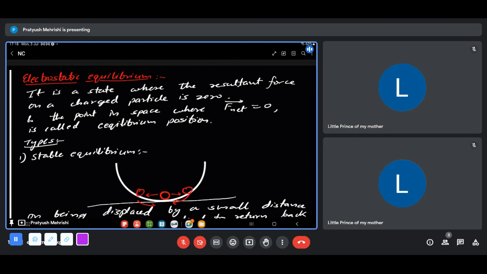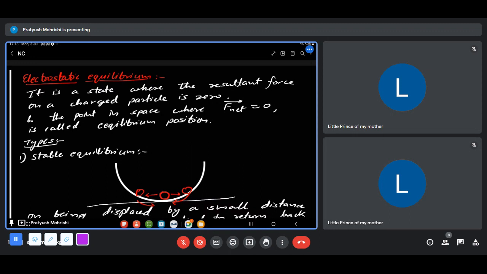In stable equilibrium, what will happen? The particle will try to come back to its previous position, just like in the case of this bowl with a ball in it. This example is given in mechanics actually, but I've taken it here for a clear understanding of equilibrium position. When a ball is kept in a hemispherical bowl and is pushed a little bit aside, on left or on right, what will happen? Gravity will again pull the ball downwards, and because of that the ball will come back to its original position.